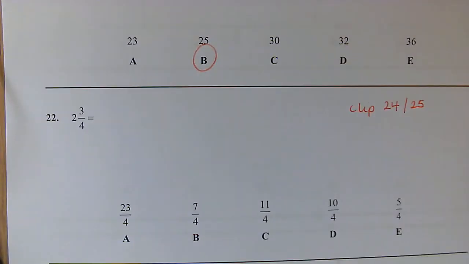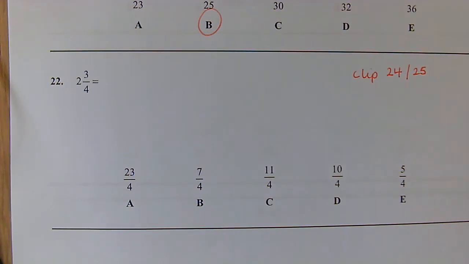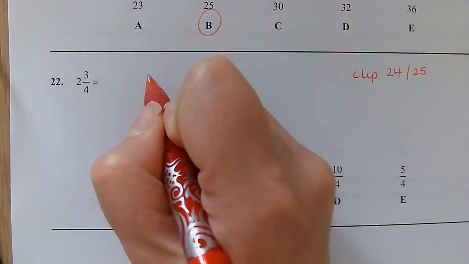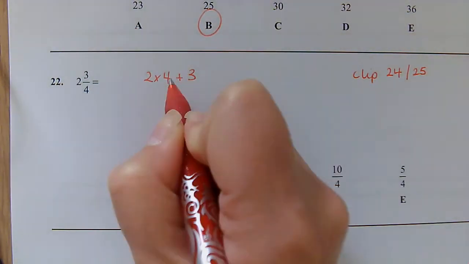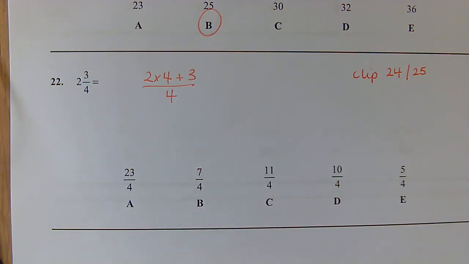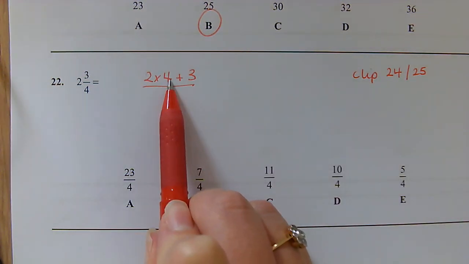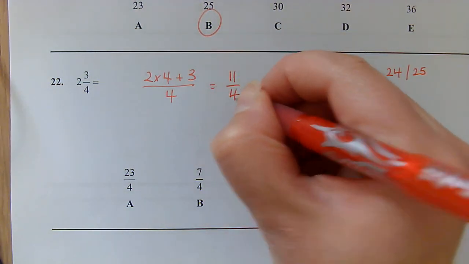Okay, we've got a mixed number here. We want to change that into an improper fraction. So in order to do this, we need to do our 2 multiplied by 4 and then add on our 3, and then that's all going to be over the same denominator of 4. So 2 multiplied by 4 is 8, plus the 3 gives us 11 over 4.